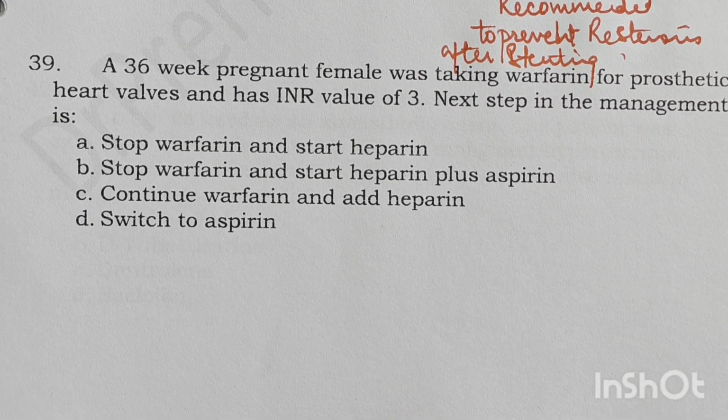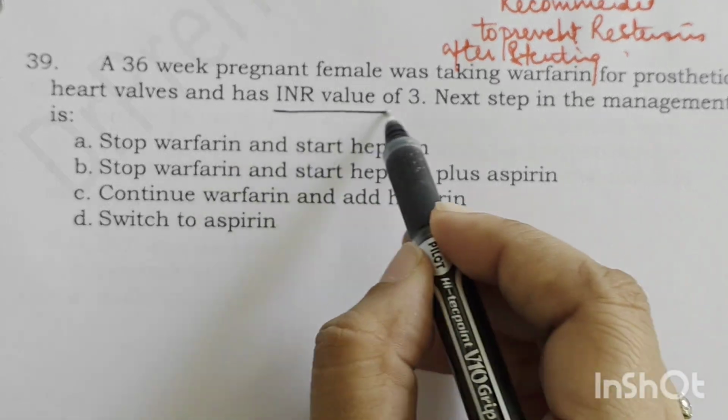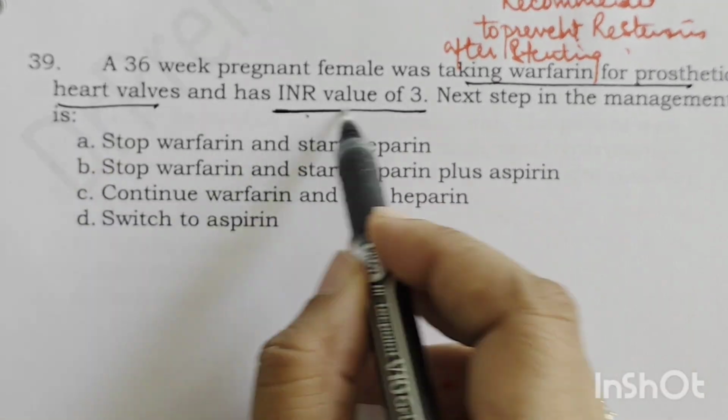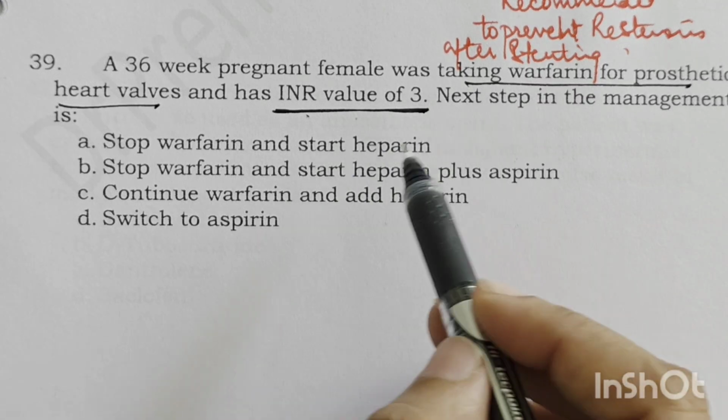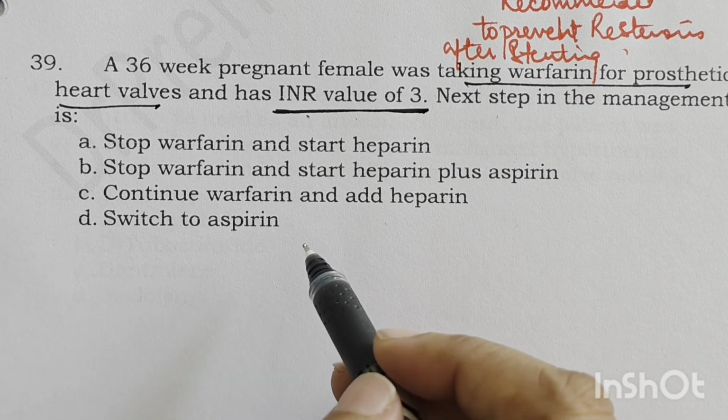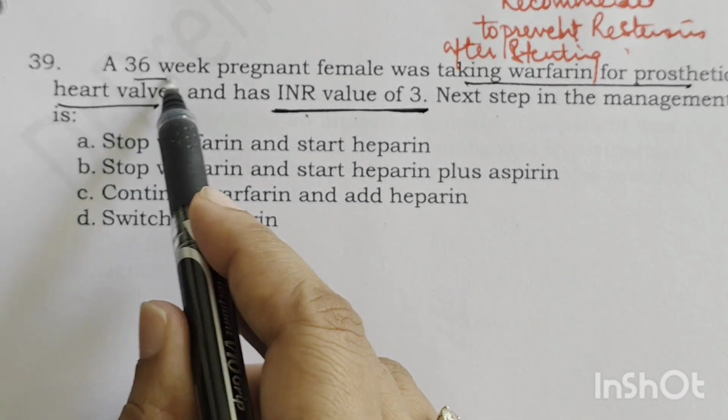Next question, a 36-week pregnant female was taking warfarin for a prosthetic heart valve and has an INR value of 3. So she is taking warfarin, with an INR value of 3 here. What is the next step in the management? Now as we can see, the INR value is very high and so there is definitely a high dose of warfarin toxicity. And secondly, she is a pregnant female.